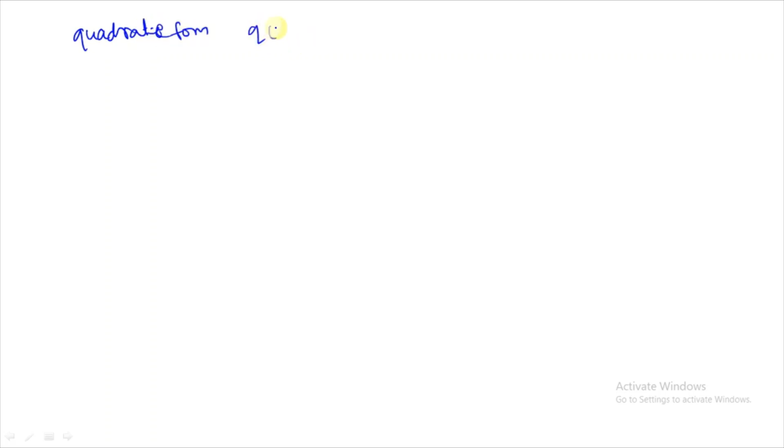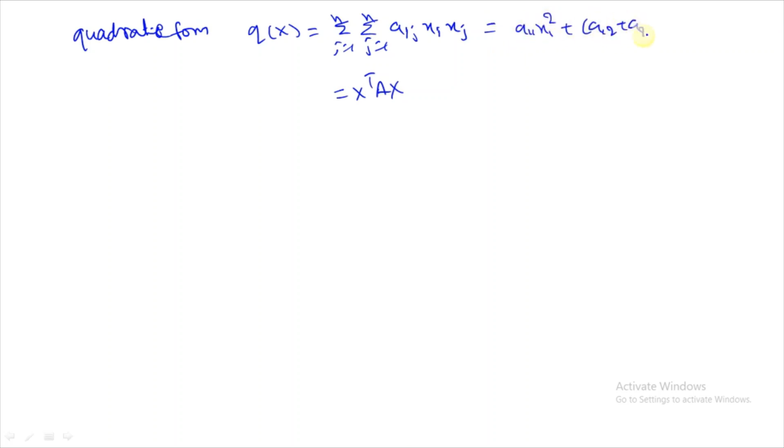Quadratic form we denote Q of x equal to summation i equal to 1 to n, summation j equal to 1 to n, aij xi xj. The same you can write as x transpose Ax. When you expand this, we get a11 x1 square, plus (a12 plus a21) x1 x2, plus a22 x2 square and so on, plus (a13 plus a31) x1 x3 like that. Now the x1 x2, x1 x3, x2 x3 terms are there. These terms are called cross terms.